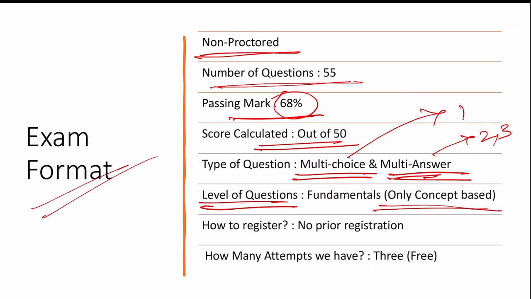You will directly get the question based on concept. How to register? The best part of this exam is there is no prior registration required. You don't need to schedule your exam for a later point of time. Suppose you are feeling good now, you have done the preparation, you are ready to go, and within the next 1 hour you will get certified.